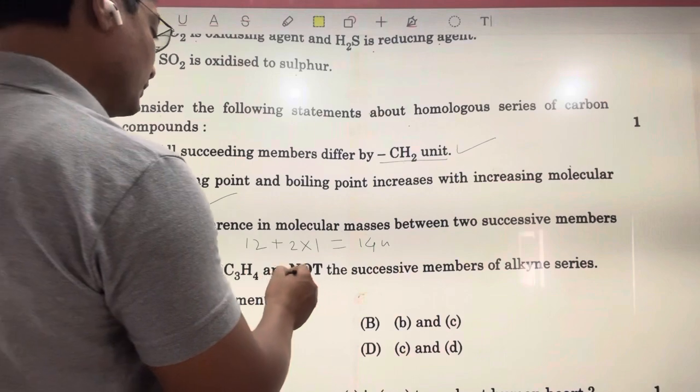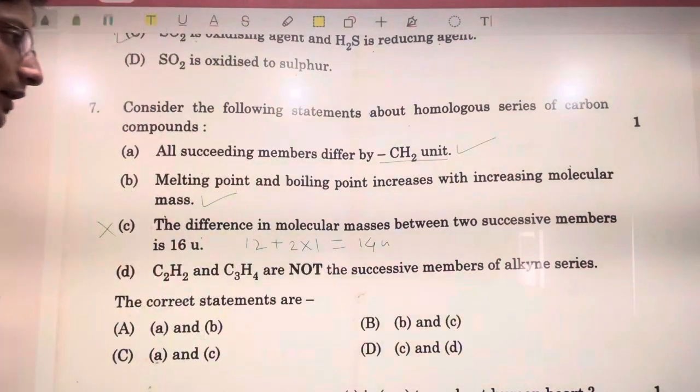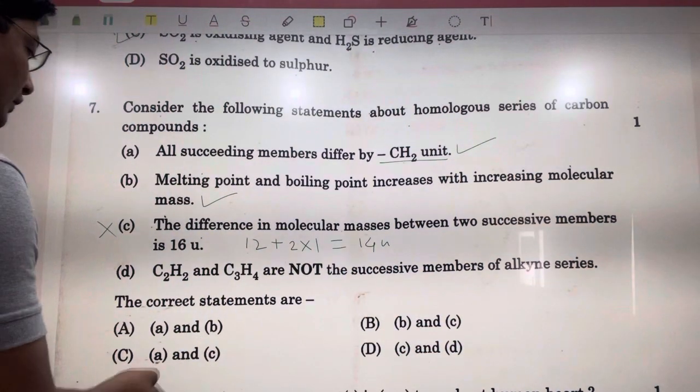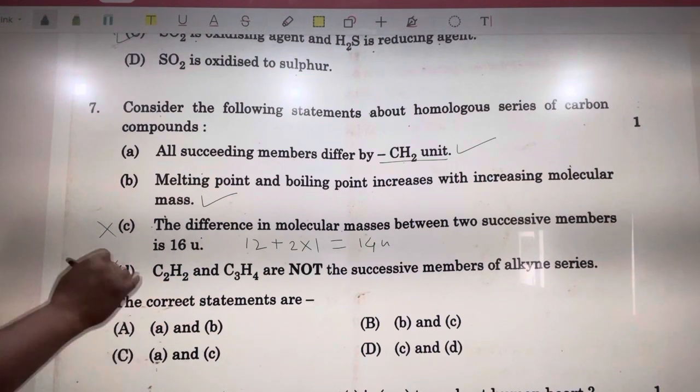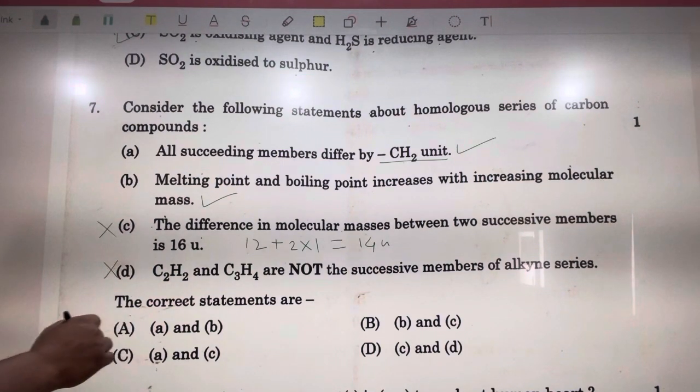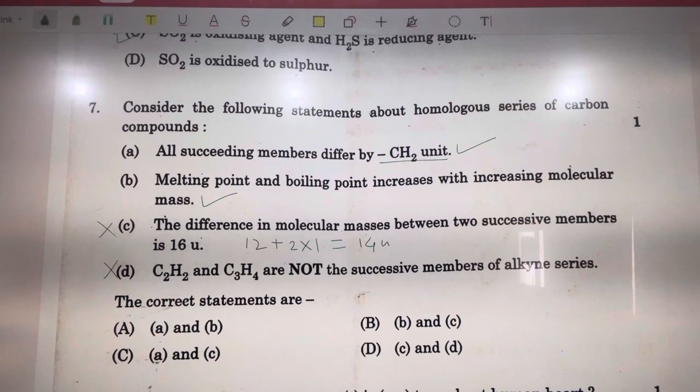C2H2 and C3H4 are not the successive members of the alkyne series. So this is also not correct. Therefore, here we have A and B. A and B are present in option number A. So that is the correct option.